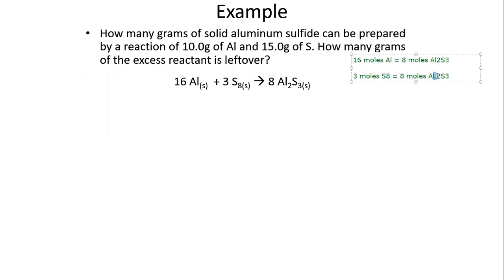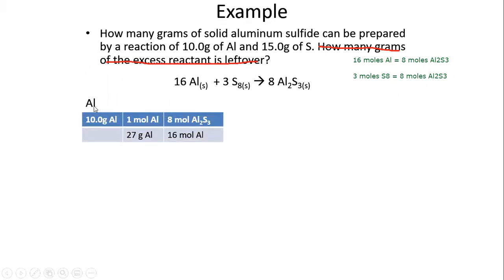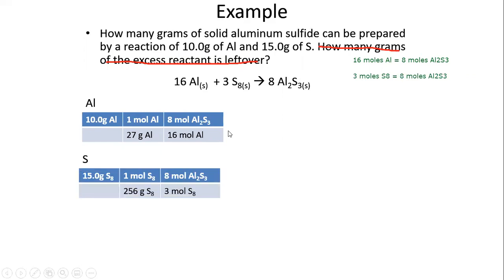So again, these are the two we're going to need because we're going to convert to aluminum sulfide. Again, we're disregarding the excess reactant in this example. So now we have our mole ratios. We need to set up our conversion. So here, for aluminum, we're taking the grams of aluminum, dividing it by its molar mass, which we get from the periodic table, multiplying it by its molar ratio, and we do the same thing for sulfur, and we get the moles of product produced by each reactant.